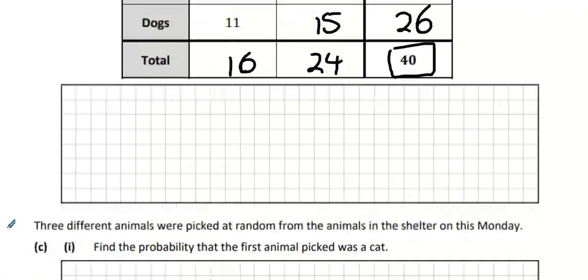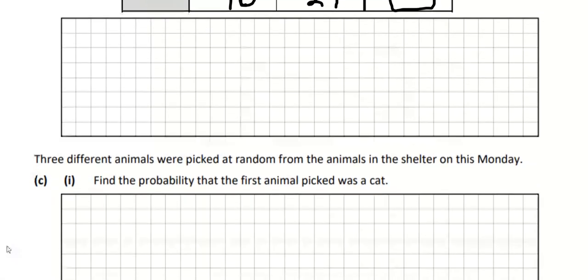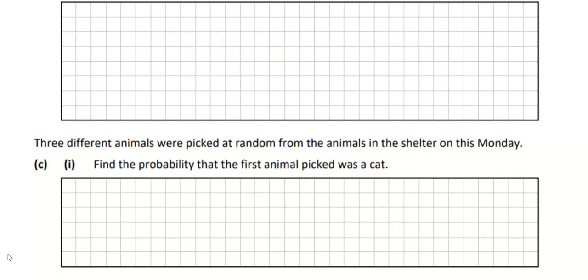Right. Now, three different animals were picked at random from the animals in the shelter on Monday. Find the probability the animal picked was a cat. How many animals was there in total? How many of them are cats? Do you get full marks for 14 out of 40? No, you lose marks because it's not broken down. The answer has to be 7 out of 20. Okay.